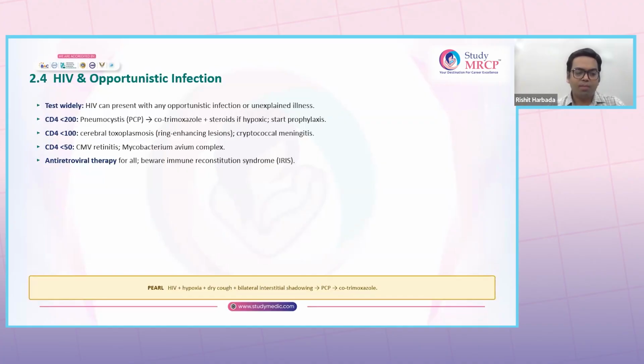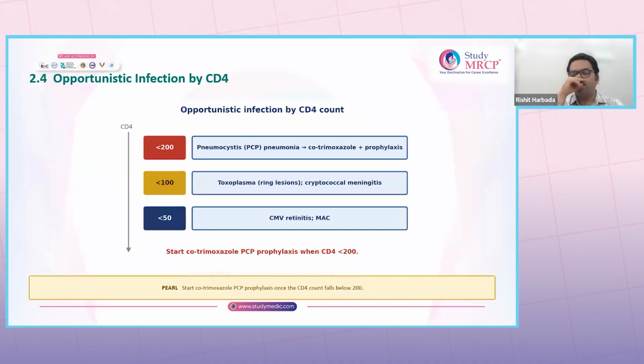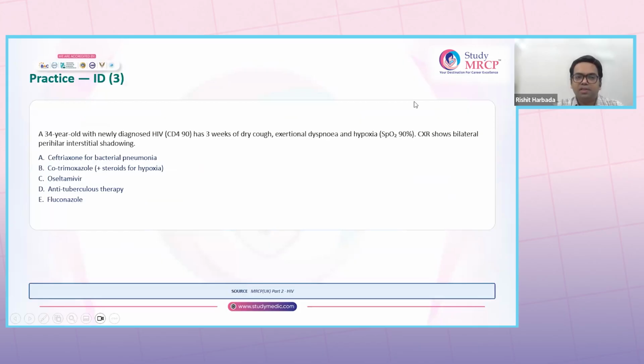So that is very, very important, which is extremely important. So you will have to mug up these things. If CD4 is less than 200, PCP: treatment is cotrimoxazole and prophylaxis. Less than 100, toxoplasma and cryptococcal meningitis, and less than 50, CMV and MAC. And if the person has a CD4 of less than 200, always start with cotrimoxazole.